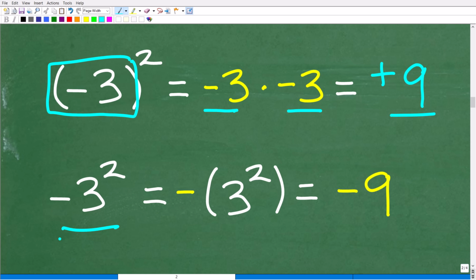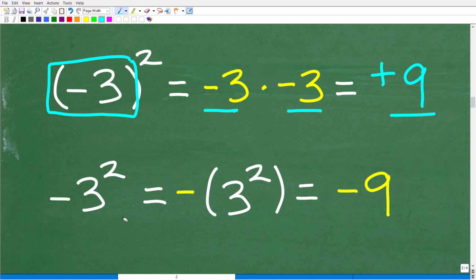Now this right here, what we actually have to do in this problem is -3 squared. This does not mean this. And it can be easily confused. So if you've been confused or if you are confused, I understand, right? But let's try to clear up that confusion right now. What this means, -3 squared, where there's no parentheses, is that this squared right here, this exponent is acting upon this.